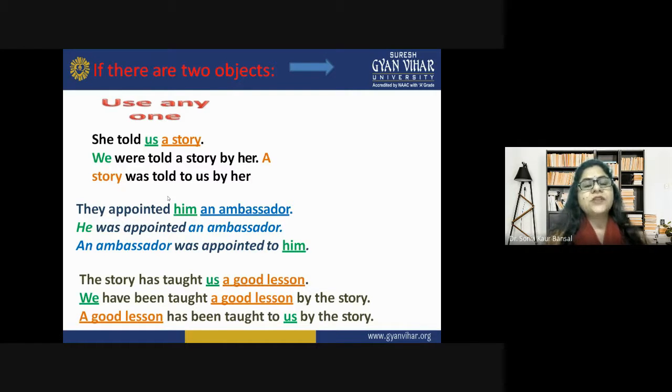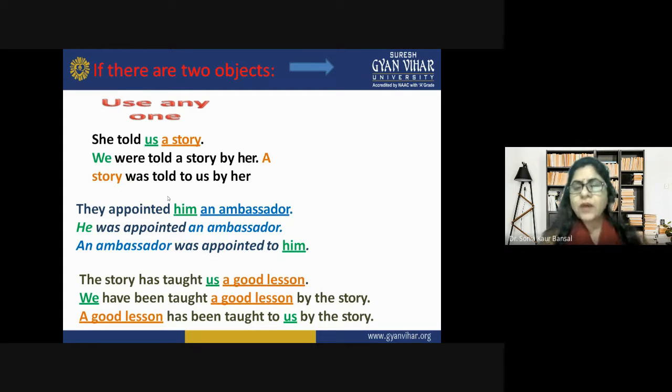And another way to convert this active voice sentence into passive voice is: an ambassador was appointed to him. Clear, students? Now, next example: the story has taught us a good lesson. So there are two objects again. One is us and another one is a good lesson. So one example would be, we have been taught a good lesson by this story.